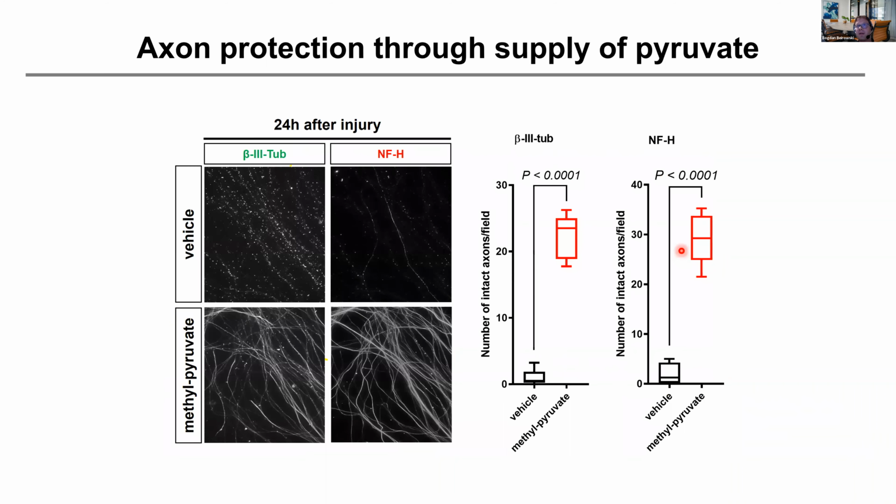We next asked if this lactate or pyruvate is really axon protective. So we took DRG cultures, the spinal cord neurons that I also showed before, and we transected the axons under control conditions. The axons degenerate quite quickly. So after 24 hours, as you see here, everything is gone. If we administer a cell-permeable form of pyruvate into the culture, the axons are strongly protected. And this is quantified here.